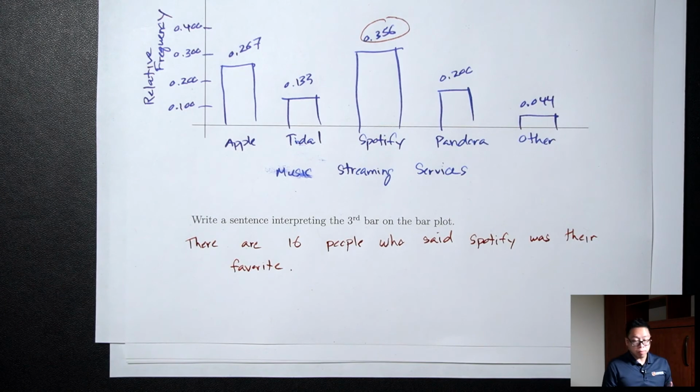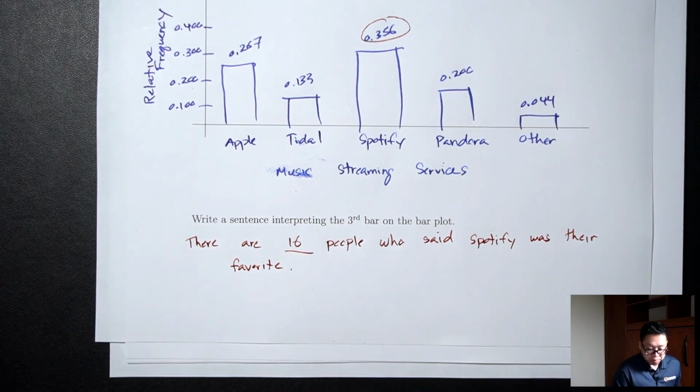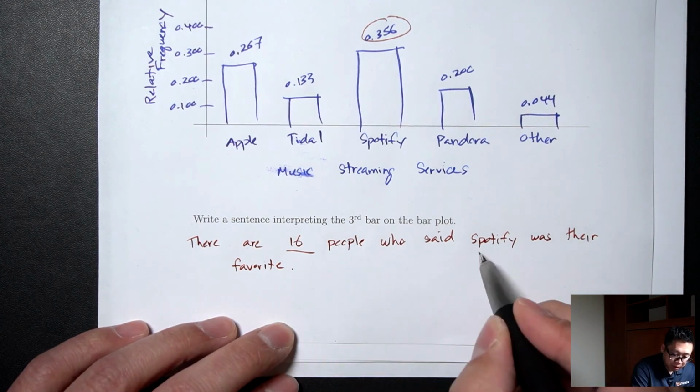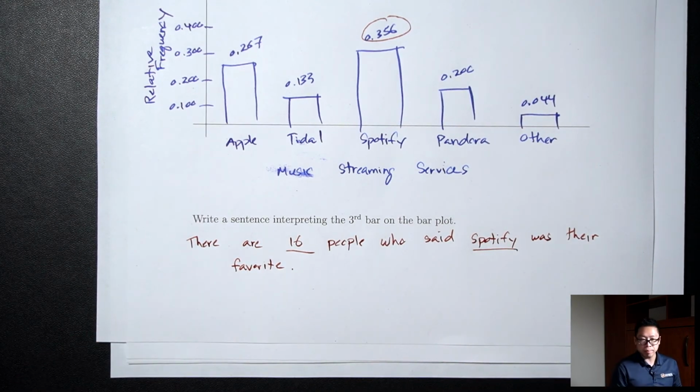Okay, so key things I'm looking for is 16, okay? 16 people. What's special about these 16 people? These 16 people said Spotify was their favorite.